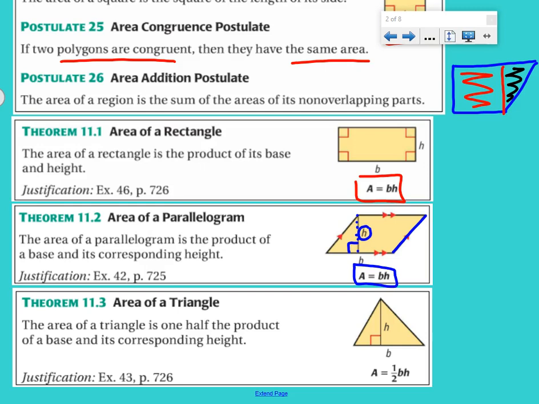And then the area of a triangle is 1/2 the base times the height. And again, your height is the piece that is perpendicular to the base.